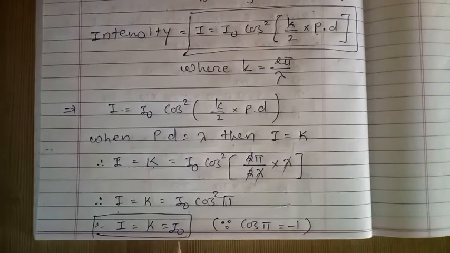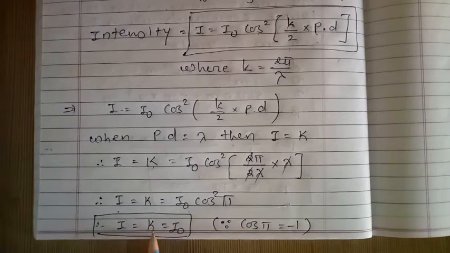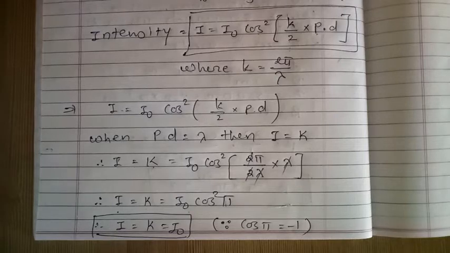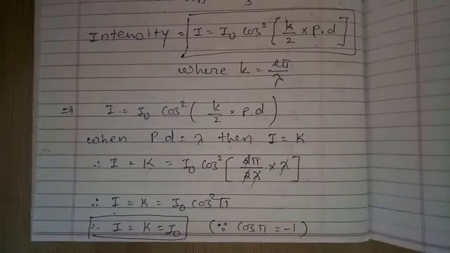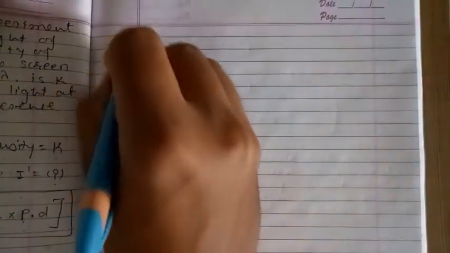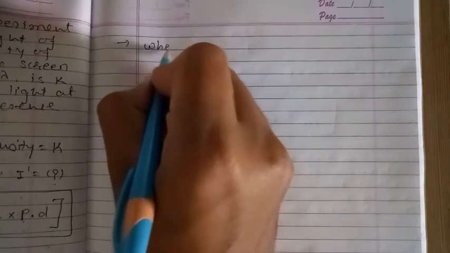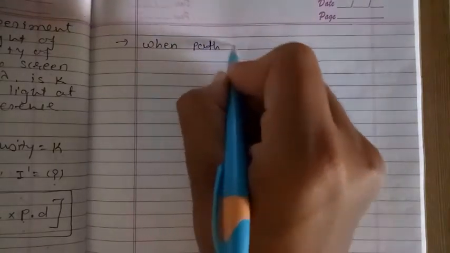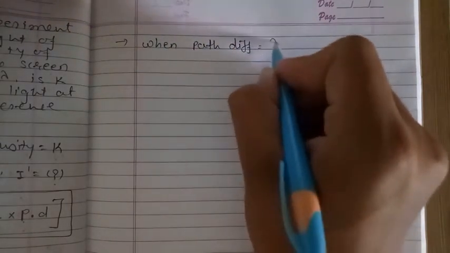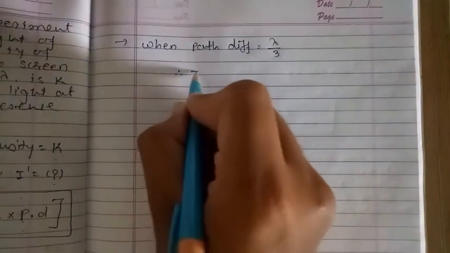Right, so the intensity of each wave is I = k = I0. Now we have to find out the intensity where the path difference is lambda by 3. So when the path difference is equal to lambda by 3, the intensity is I dash.